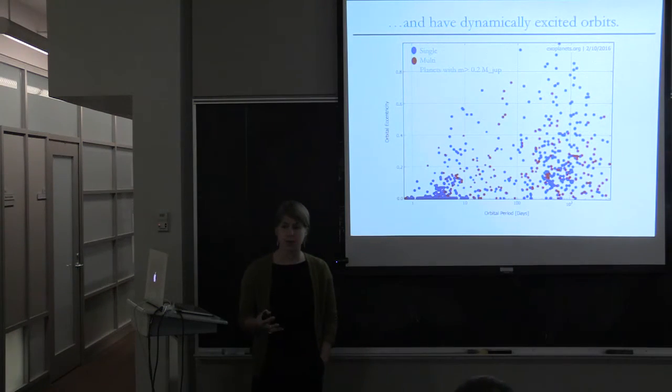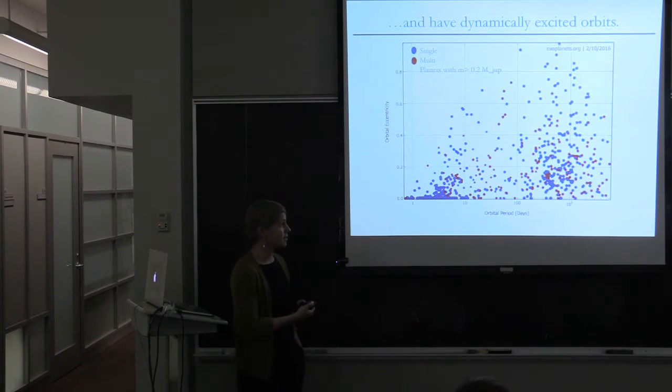Furthermore, we know that this rule of circular orbits in the solar system is definitely not a rule at all. And that's particularly striking for the giant planet population. So here I'm plotting the orbital eccentricity. These are for planets that are bigger than 1/5 the mass of Jupiter, as a function of their orbital period.